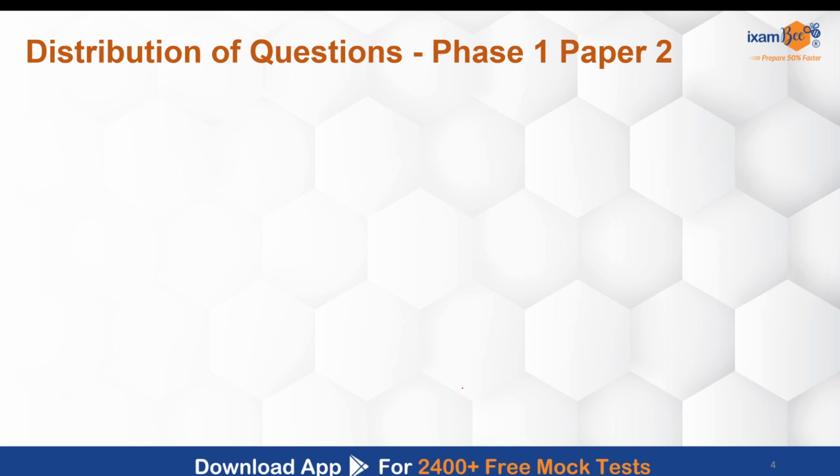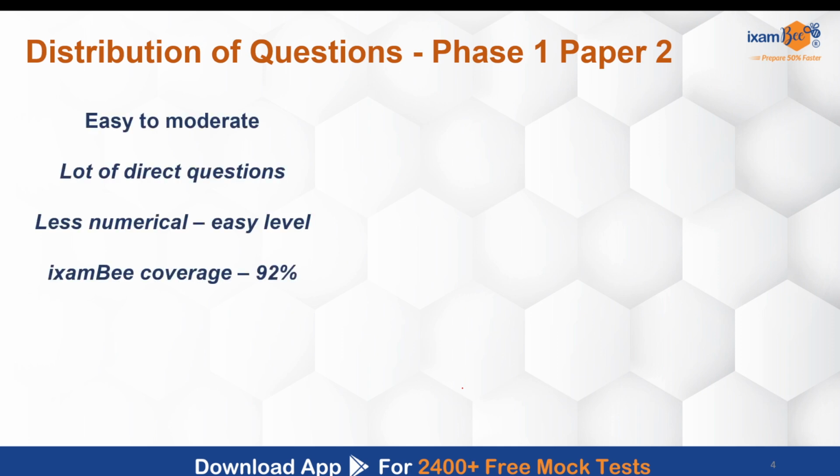This video has come with a little delay, but the idea was to give you the exact and as close as possible memory-based paper for Phase 1, Paper 2 of the general stream. If I quickly revise what exactly the paper level was like: the paper was easy to moderate. A lot of direct questions had come from the topics given in the syllabus. Numericals were less. There were only 2 numericals, which were also very direct and easy level.